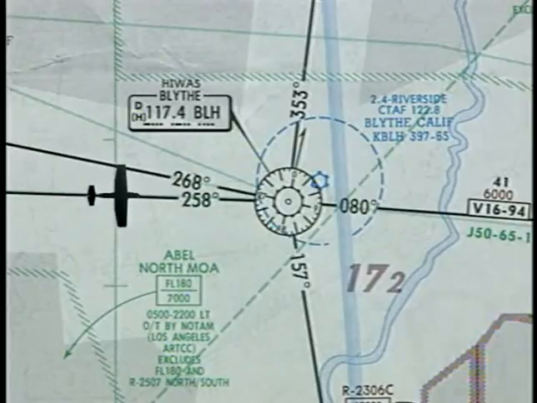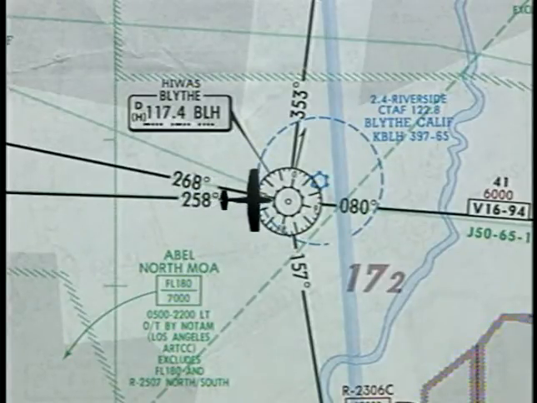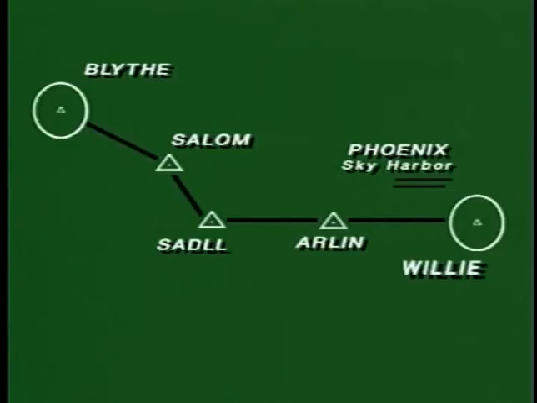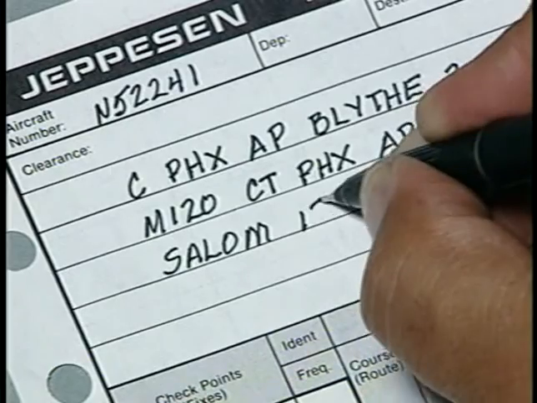With that in mind, let's look at a STAR for a flight into Phoenix Sky Harbor International Airport. As you're approaching Blythe VOR at 12,000 feet, Los Angeles Center issues the following clearance. "Cessna 241, cleared to Phoenix Sky Harbor Airport via the Blythe 2 arrival. Maintain 12,000, contact Phoenix Approach at Salome on 120.7."